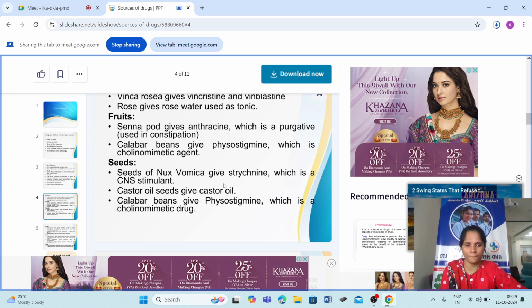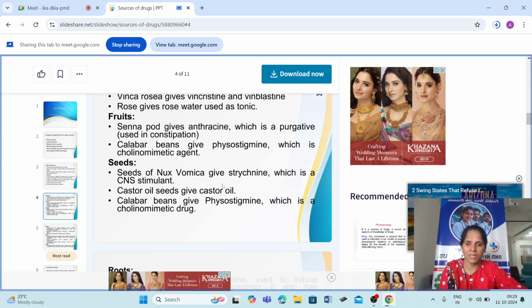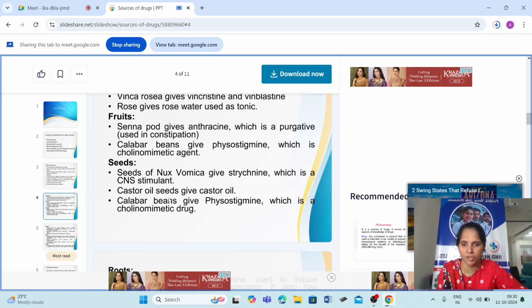Seeds of Nux vomica. I think in pharmacognosy you have studied about Nux vomica. This Nux vomica is going to give strychnine, which can be used as what? CNS stimulant. Next, we also have castor oil. What is castor oil? You know, Amudam. In Telugu, we call it Amudam. Yes, ma'am. This castor oil from seeds can be used for hair growth, or even as a medicine sometimes. Many projects have been done based on this castor oil.